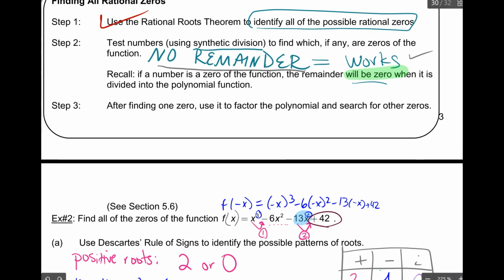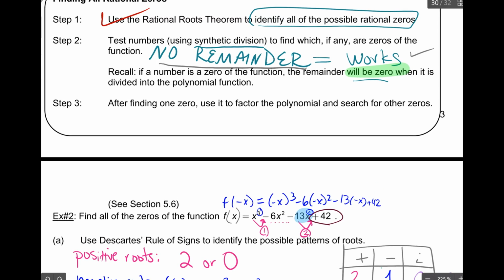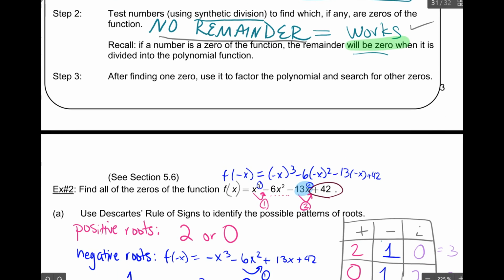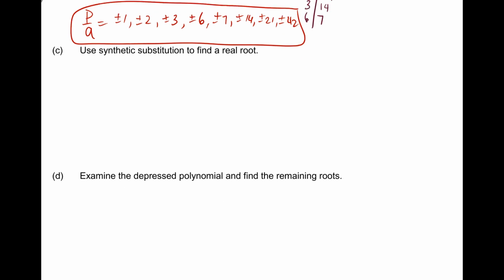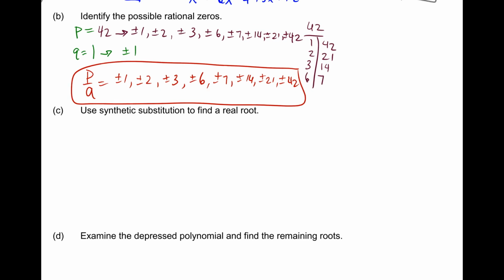Step 2, I need to test numbers. Use synthetic division to find which, if any, are zeros of the function, so no remainder means it works. So I just get to select one of these possible zeros. Before, we would have to just guess and check and eventually stumble upon one. But here, we can actually guess. So I'm going to select positive 2. Let's see if 2 is actually a root.